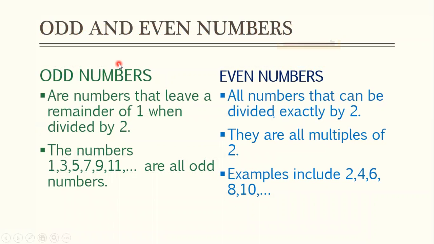If you also look at odd and even numbers, odd numbers are numbers that leave a remainder of 1 when divided by 2. Such numbers include 1, 3, 5, 7, 9, and the list continues in that way. Then even numbers divide exactly by 2, that is, you'll get a remainder of 0. All even numbers are multiples of 2. Some examples of even numbers are 2, 4, 6, 8, and 10.